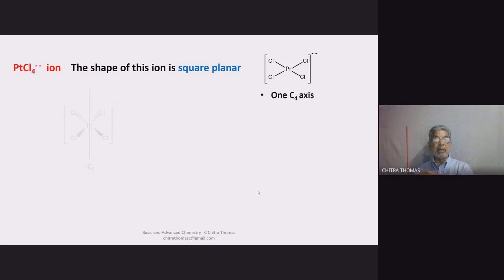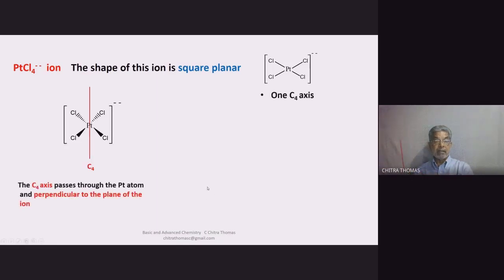Diagrammatically, it will be like this. These two chlorine atoms are pointing towards me, two are pointing away from me, and the other two are in the plane. The C4 axis passes through the platinum atom and is perpendicular to the plane of the molecule. Then there are the four C2 axes, separated into two sets.